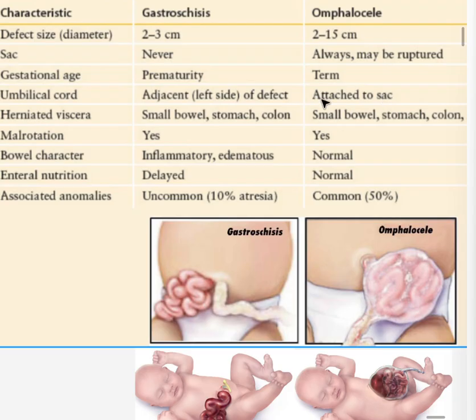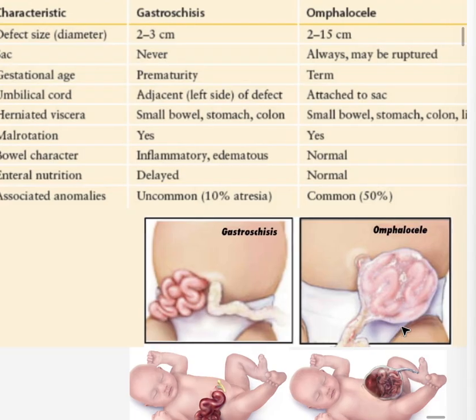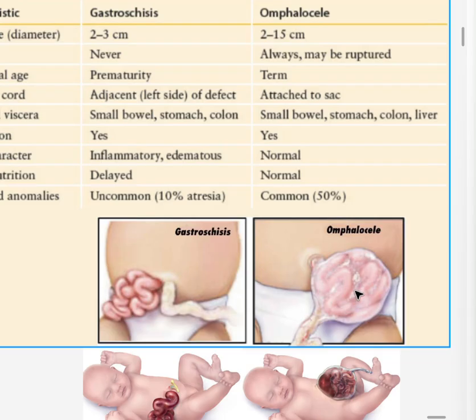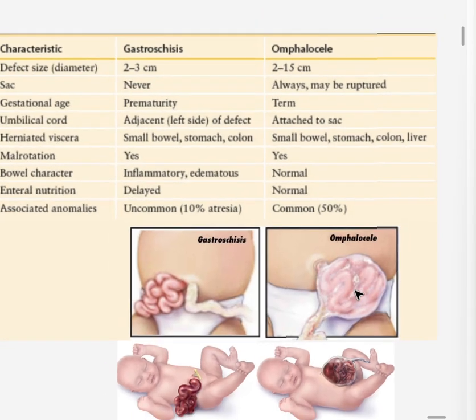But here the umbilical cord is attached to the sac. So this umbilical cord is attached to the sac. The herniated viscera in gastroschisis: you can find small bowel, stomach, and colon. Same thing is here in omphalocele. You can find small bowel, stomach, colon, but you can also find the liver in omphalocele.